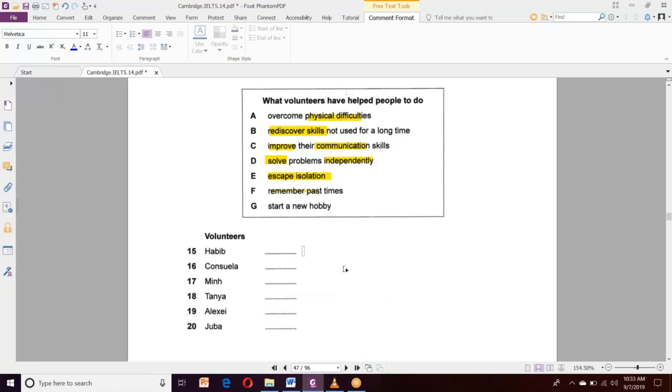15 is not B. Well, I'm sorry. Yeah, 15. No, 15 is not B. I'm not going to play it again, but I'll just explain to you what they said. I'm going to paraphrase what they said.